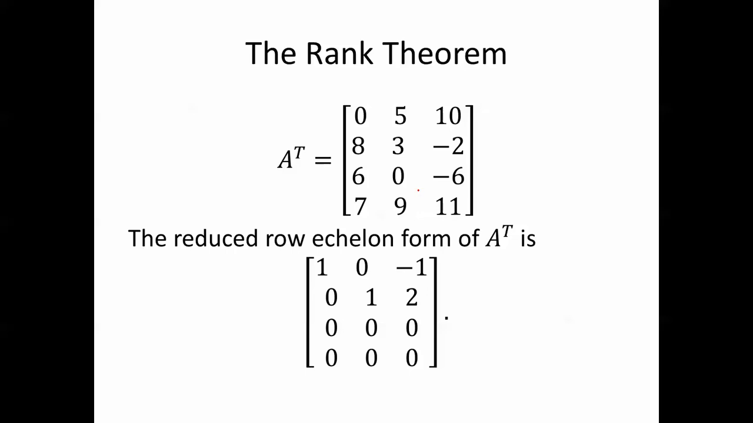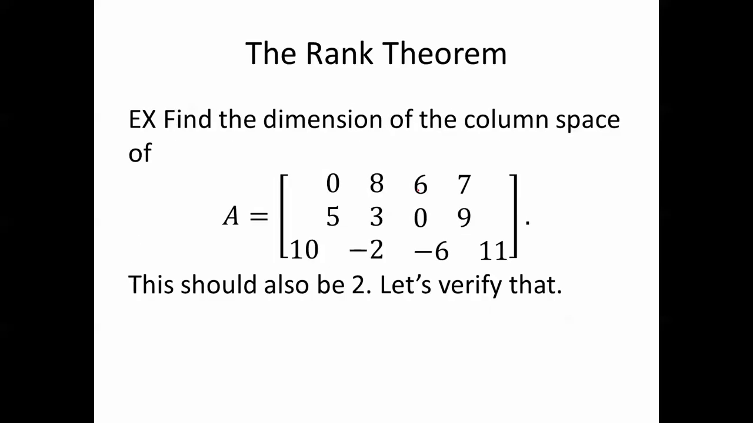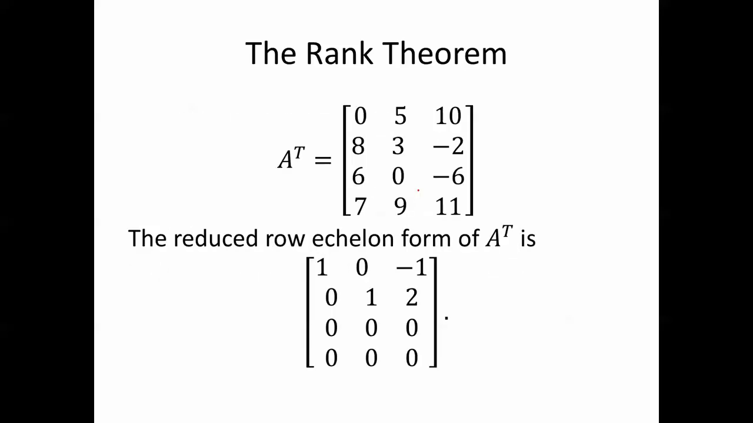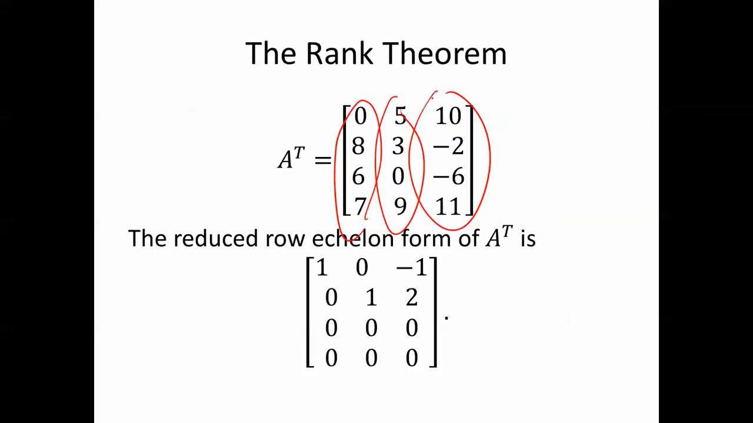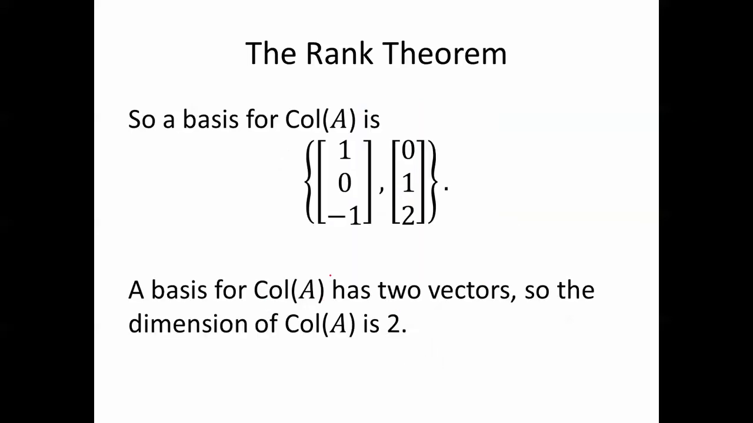Here's A transpose. So again, all we did was take our matrix A and transpose it. So what used to be the rows are now the columns. The reduced row echelon form of A transpose is 1, 0, -1, 0, 1, 2, 0, 0, 0, 0, 0, 0. So a basis for the column space of A is 1, 0, -1, 0, 1, 2. A basis for the column space of A has two vectors, so the dimension of the column space of A is 2, as we expected.